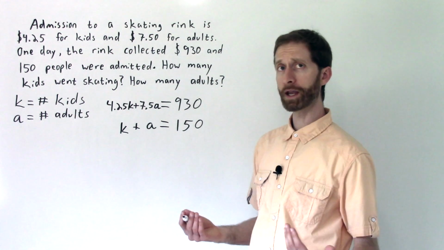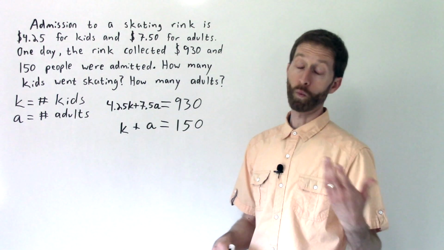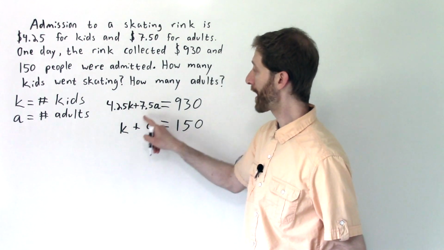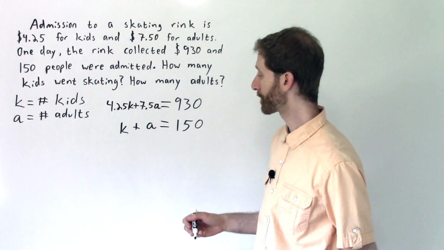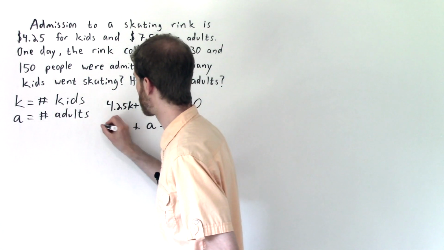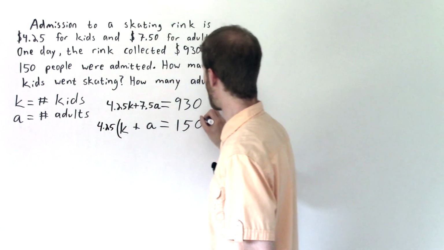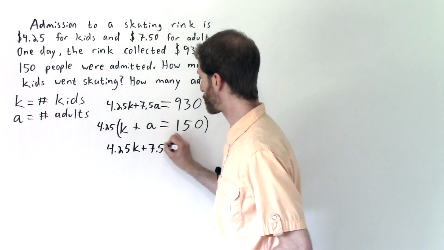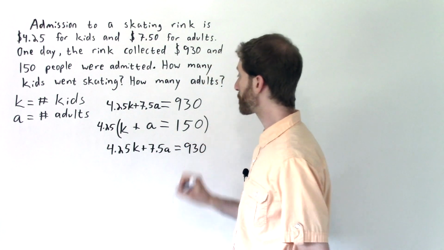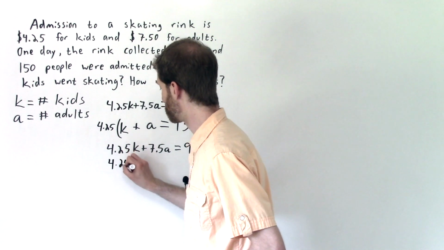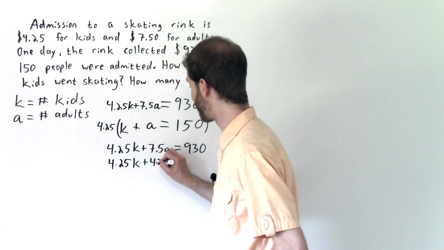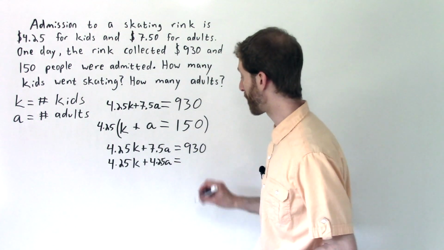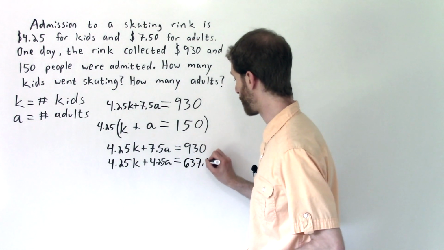Okay, so now I'm going to use elimination because I have two variables on one side of each equation. So 4.25, if I multiply that by this equation, we'll line these two up and it's less than 7.50, so I'm going to go with 4.25. So I multiply 4.25 on the entire equation right here, and that's going to leave us with 4.25K plus 7.5A, just copying the upper equation, equals 930. And this lower equation is going to be 4.25K plus 4.25A, that rhymes, equals $4.25 times 150. I already did that out, it's 637.5. Might need a calculator for that.